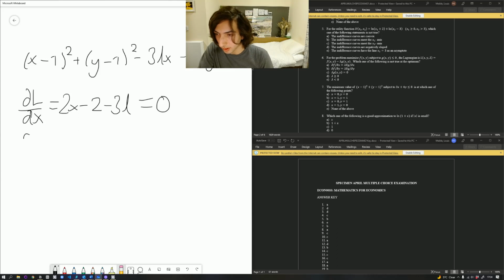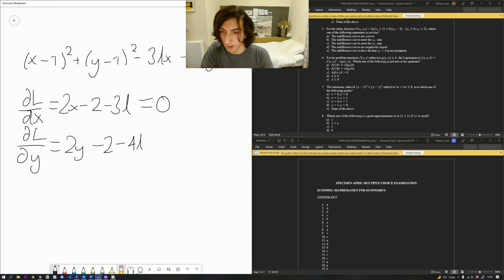And then for the partial derivative relative to y, you've got a similar thing, but it's going to be minus 4 lambda. Okay, in this case, I believe lambda is equal to 2x over 2, 3, I believe.